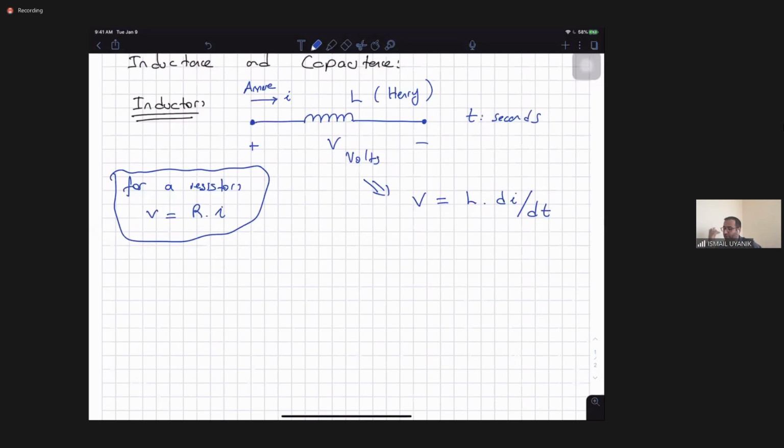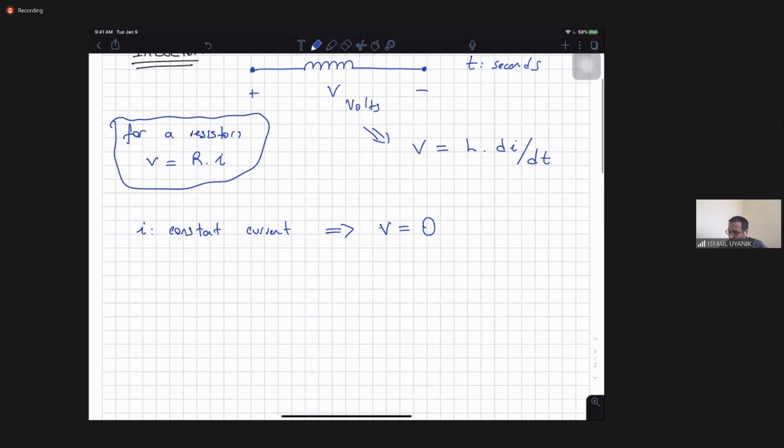Since you only have a voltage drop here when there is a change in the current, I can simply say that if there is a constant current, so let's say I am applying a constant current, what is the voltage going to be? Nothing, zero. Yes, exactly. If there's a constant current, its derivative will be zero. There is no change. And then the voltage across the terminals of this inductor will be zero, which means that this inductor will be short-circuited, right?